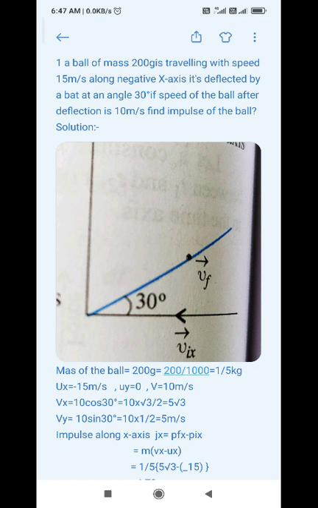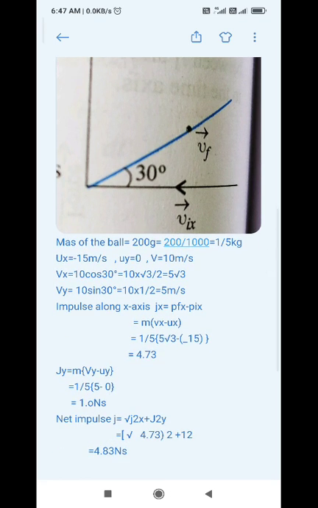So the mass of the ball is 200 by 1000, that's 1 by 5 kg. Ux is equal to minus 15, Uy is 0, and V is 10 meters per second. So the x component of the final velocity will be V cos theta, that is 10 cos 30, that is 10 into root 3 by 2, that is 5 root 3, and Vy is equal to V sin theta, the vertical component, that is 10 into 1 by 2, that is 5 meters per second.